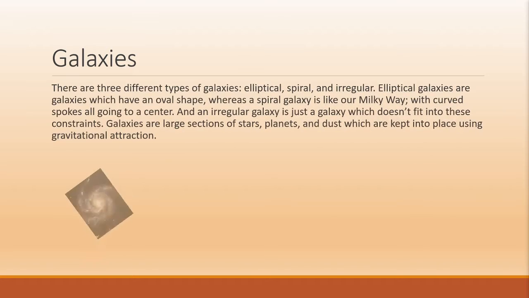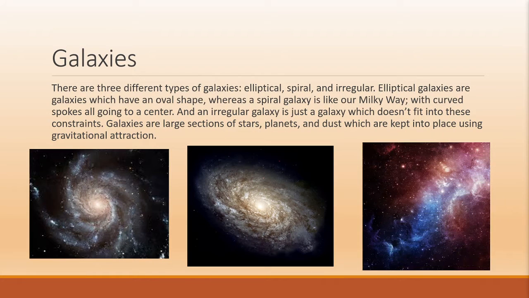Galaxies. There are many different types of galaxies: elliptical, spiral, and irregular. Elliptical galaxies are galaxies which have an oval shape, whereas a spiral galaxy is just like our Milky Way, with curved spokes all going to its center. And an irregular galaxy is just a galaxy which doesn't fit into these constraints. Galaxies are large collections of stars, planets, and dust, which are held together by gravitational attraction.